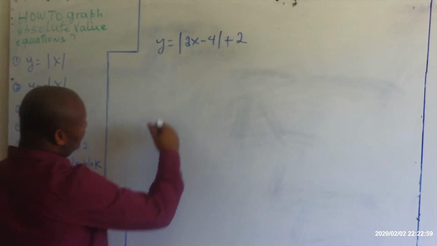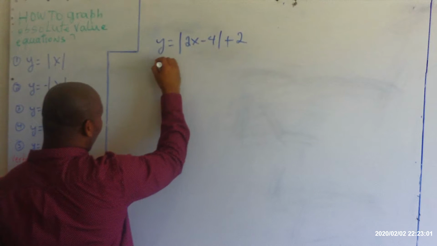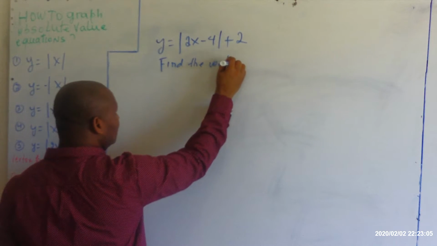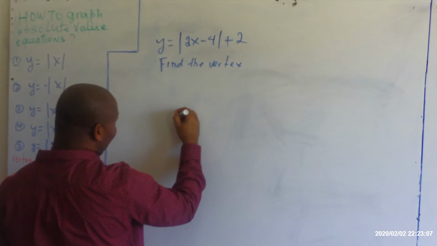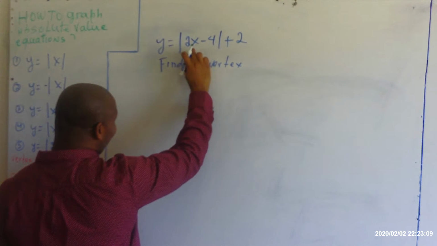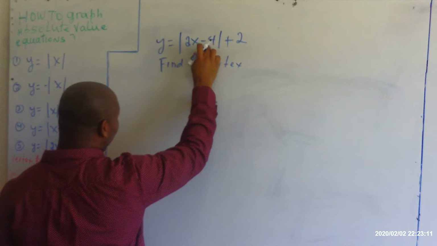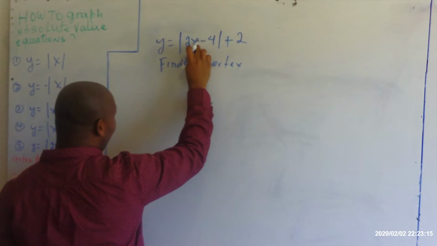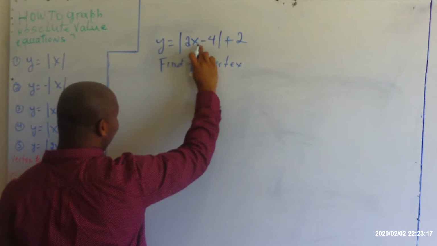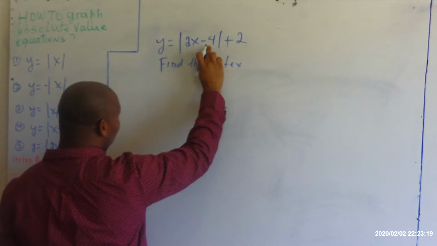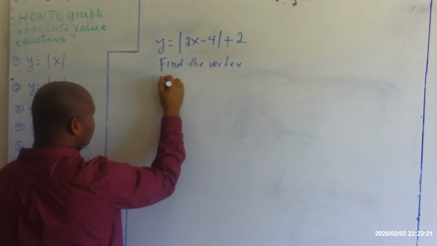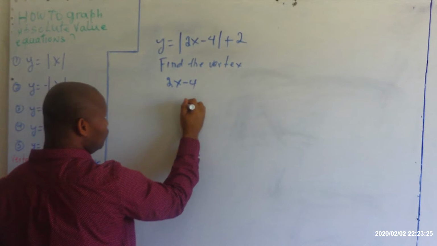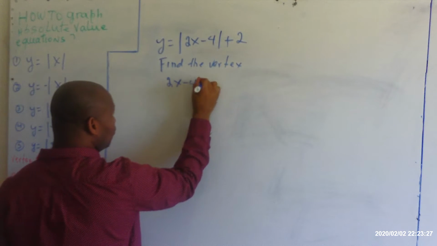So let's start by finding the vertex. To find the vertex, I'm going to set 2x minus 4 equals 0 because I need the x coordinate. Remember, the absolute value of 2x minus 4 will be 2x minus 4. Remember I told you I will set it to 0.